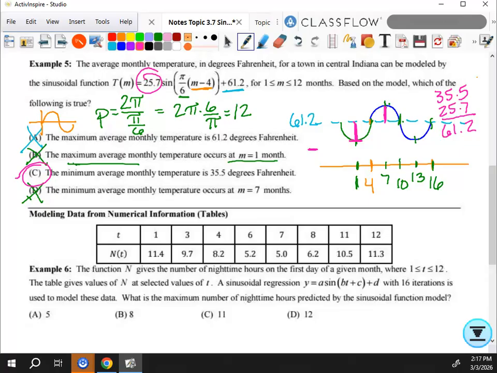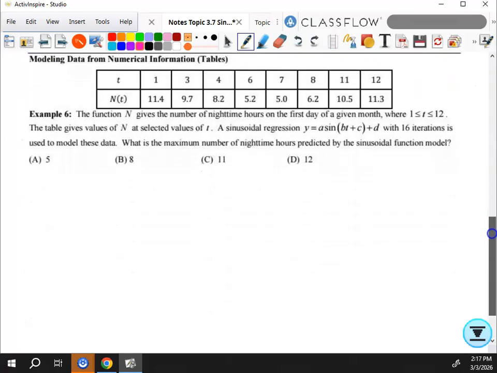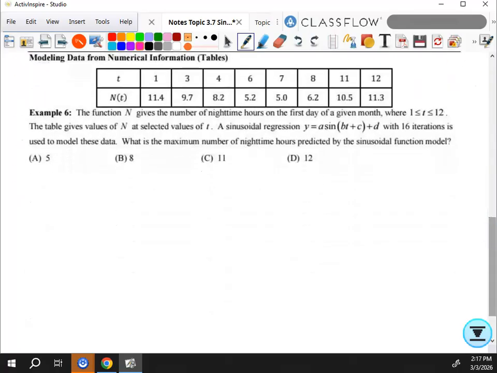Awesome. All right. So this last one actually is a regression question, but I'm not going to have you get your calculators out, and I'm not even going to do the whole thing on the calculator, but I'm going to show you some things. So this says the function n gives the number of nighttime hours on the first day of a given month, where t is between 1 and 12. The table gives values of n at selected values of t. This sinusoidal regression with 16 iterations is used to model these data. What is the maximum number of nighttime hours predicted by the sinusoidal function model?